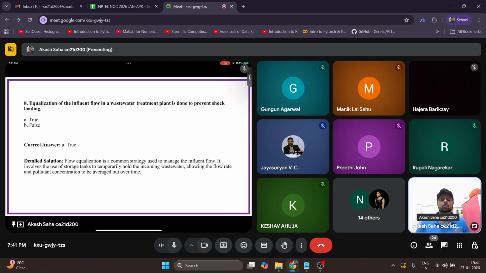So that's why equalization is very important in any wastewater treatment system. Both the flow rate and the concentrations are averaged out over time. It is used for temporary storage.